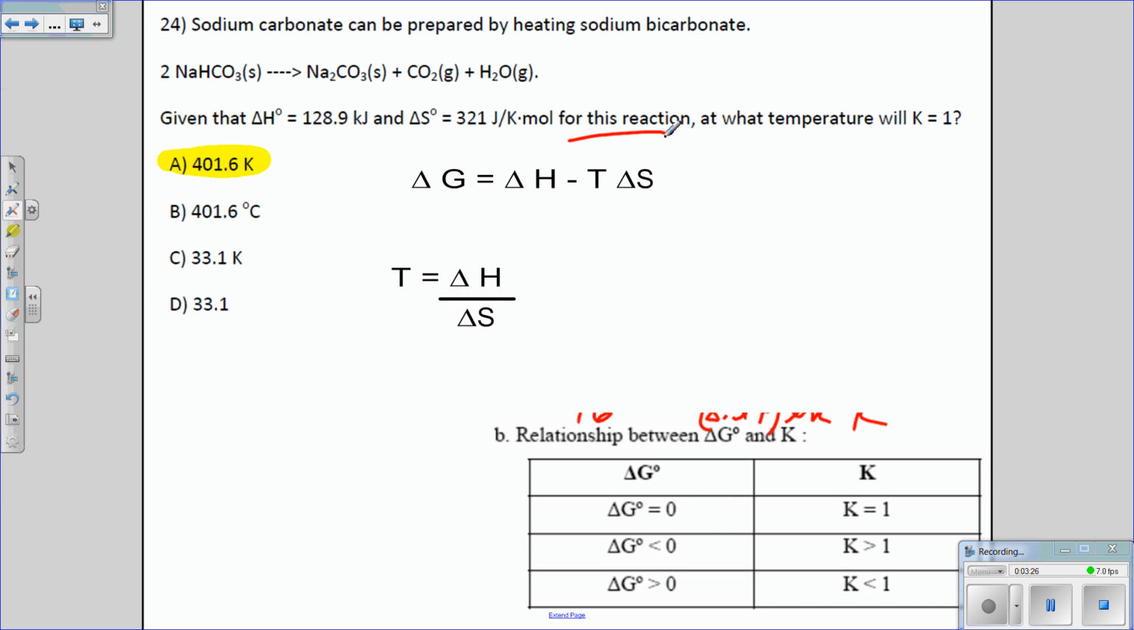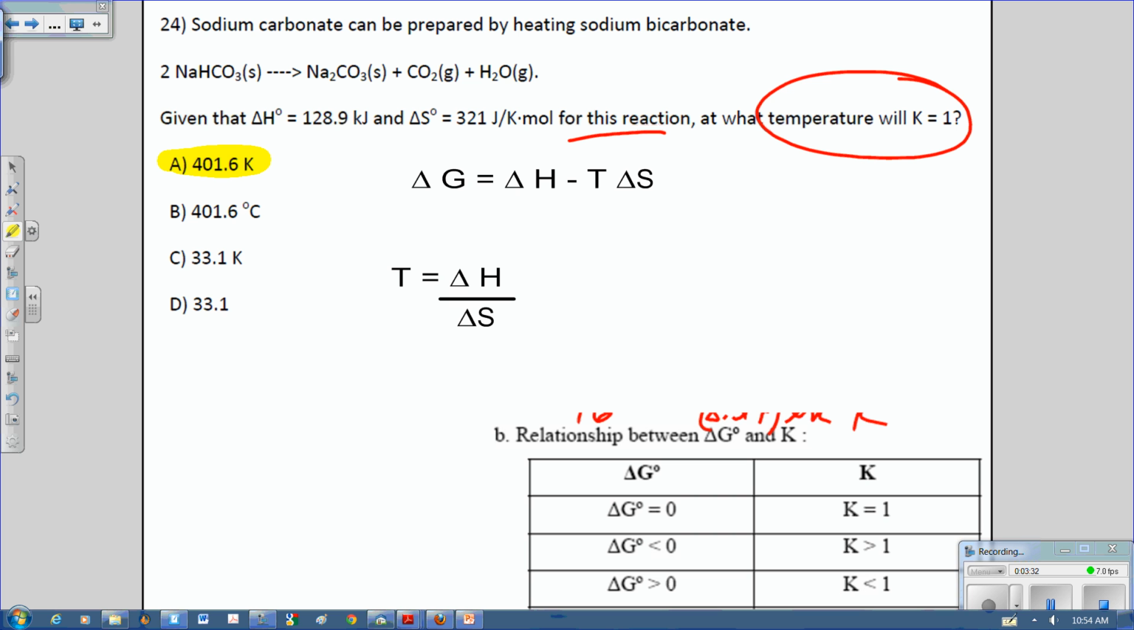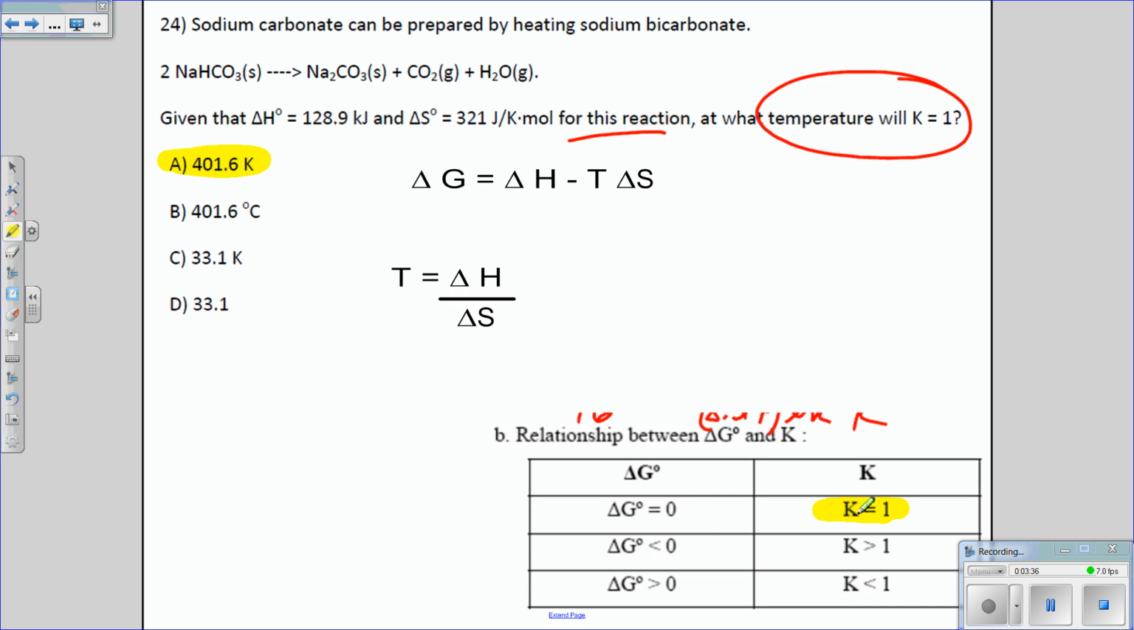This is asking you, for this reaction, at what temperature will K be equal to 1? At the end of the thermodynamics lecture, I told you be aware of this, the K values and what they mean. When K is 1, you have this table in your notes, that means delta G is 0. And we talked about that. If you set delta G to 0, trying to find a temperature for when something will go from spontaneous to non-spontaneous or the other way, it's just T is equal to delta H over delta S.